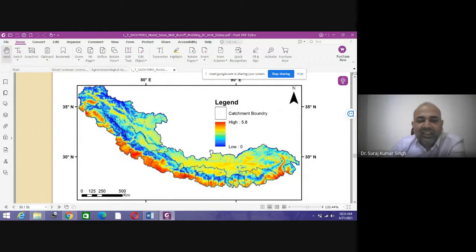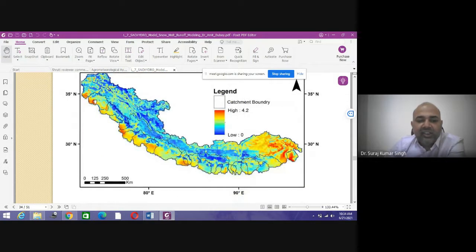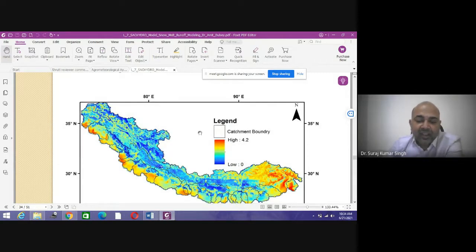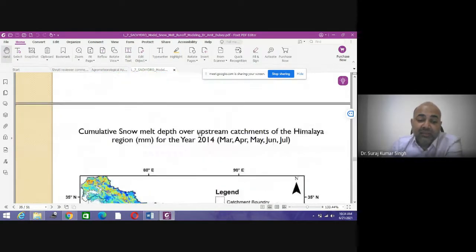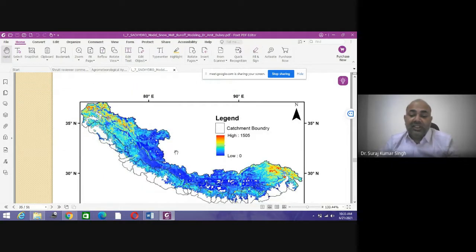So anybody can see which are the areas having high potential evaporation rates and which are the areas where there is a low potential rate, and this is the actual evapotranspiration map. So this is the cumulative snow melt depth over upper stream for the months of 5 months. You can see which are the areas. So you can see in the northern, western and the northern eastern, there are various features, various snow, and in a lot of areas the snow melting is taking place.